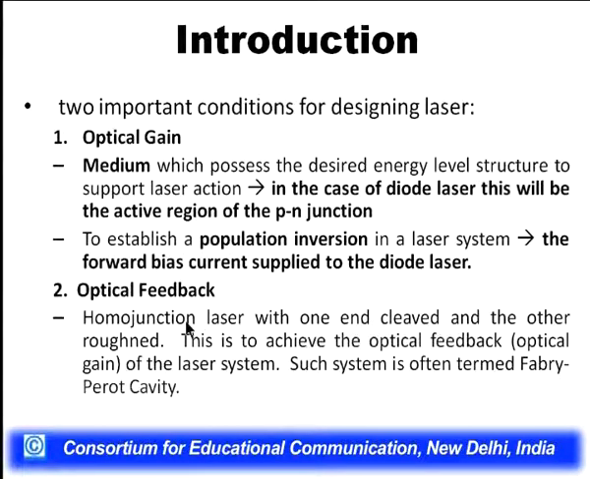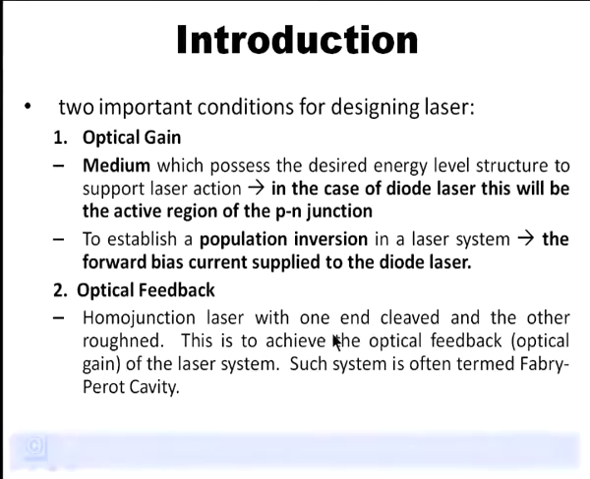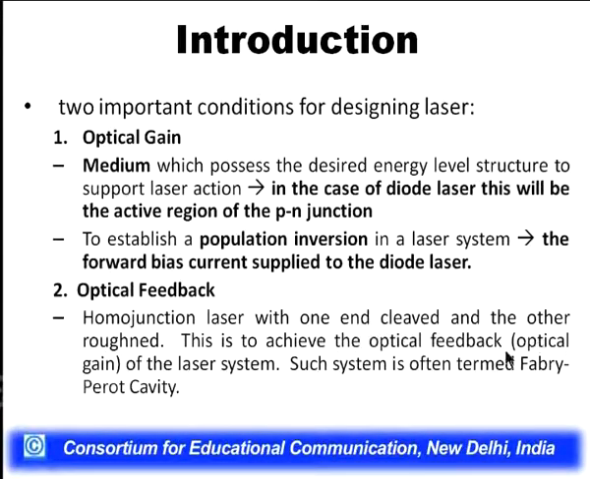The second most important condition is the feedback. What is the feedback? In the homojunction layer, one end is cleaved and the other roughened. This achieves the optical feedback. Optical gain of the laser system can be achieved in this manner. Such a system is often termed a Fabry-Perot cavity.